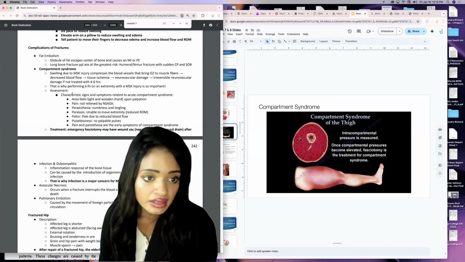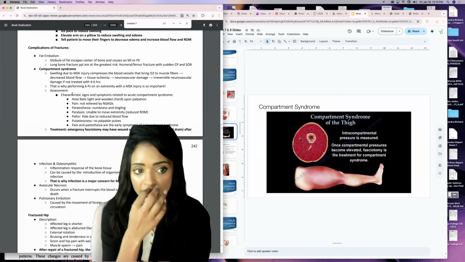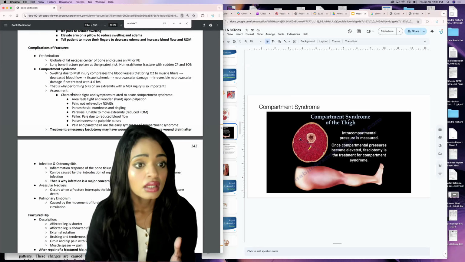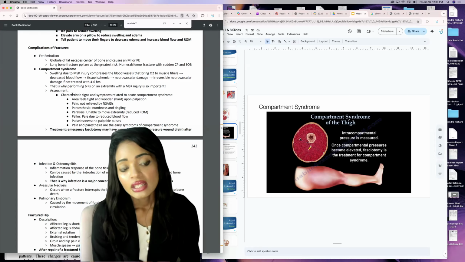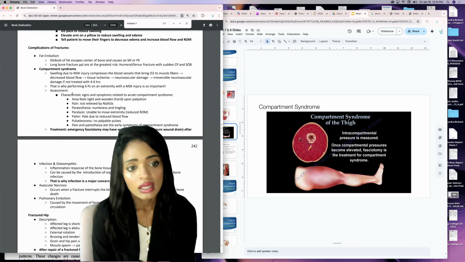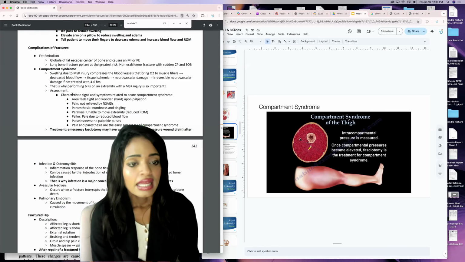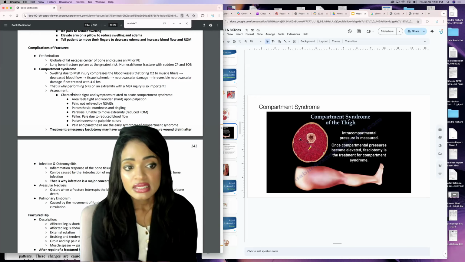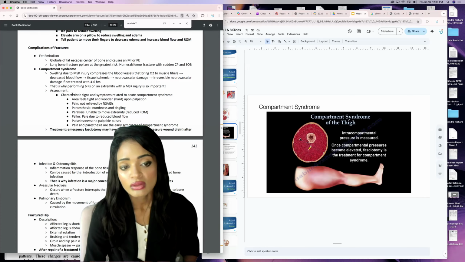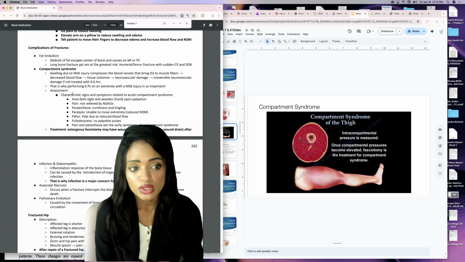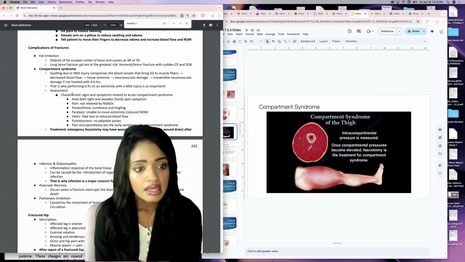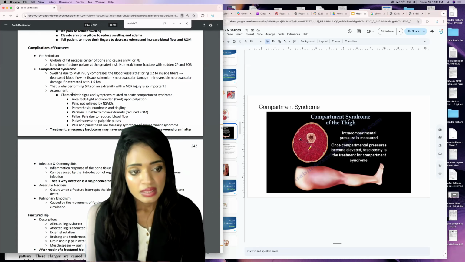So, assessment of an individual with acute compartment syndrome: the area feels tight, wooden, hard. The extremity is going to feel hard when you touch it. Their pain is not relieved by Motrin and NSAIDs and things like that. Paresthesia, numbness, and tingling. They're going to have paralysis. They won't be able to move that extremity, or they'll have reduced range of motion. Their extremity is going to be pale due to reduced blood flow, no pulses, and pain and paresthesia. So pain and paresthesia are going to be early symptoms.